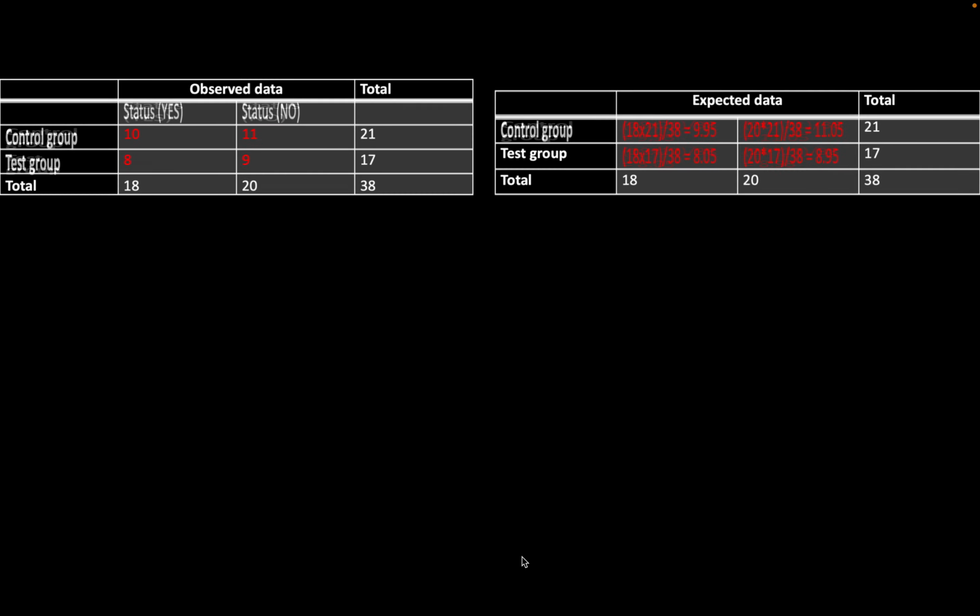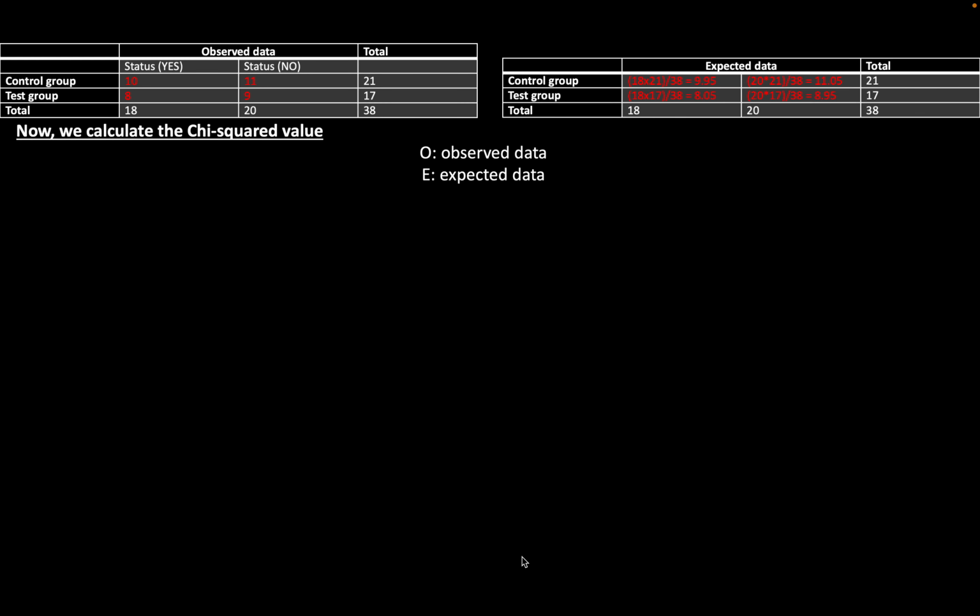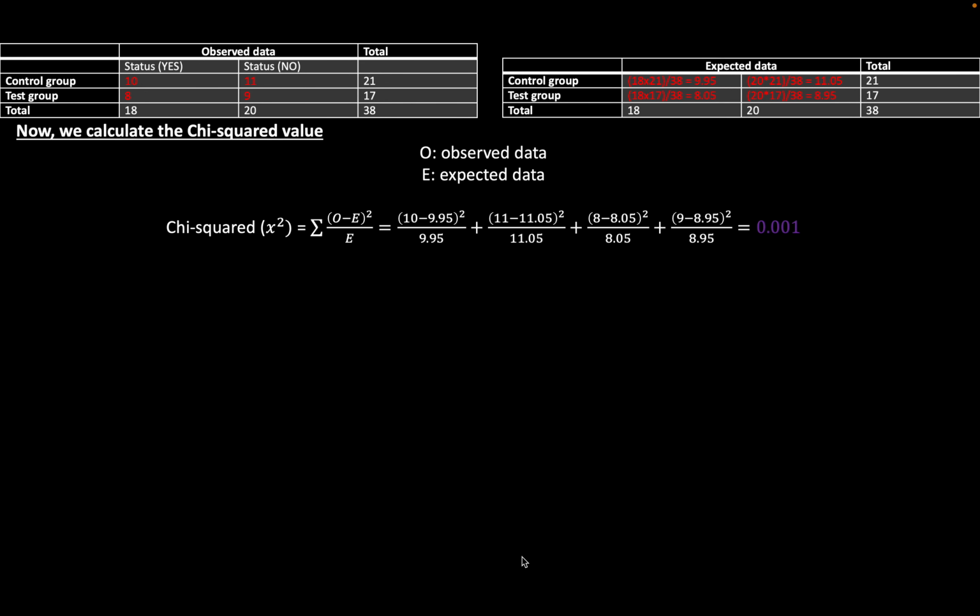We will now find the chi-square value. For this example, O will stand for observed data and E will stand for expected data. In the first part of the equation, 10 stands for O while 9.95 stands for E. We then repeat the process with all the other groups and statuses and then add them up.